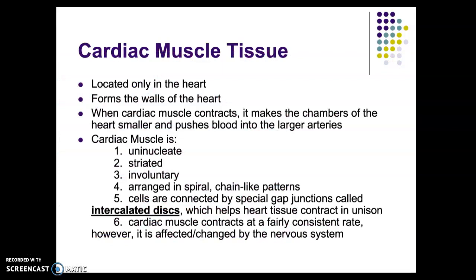And then finally, we've got cardiac muscle tissue, which is only located in the heart wall. Specifically, it's called the myocardium. And it's responsible for making the heart contract, which will then create the force to push blood throughout our body, okay? Cardiac muscle cells are uninucleated.